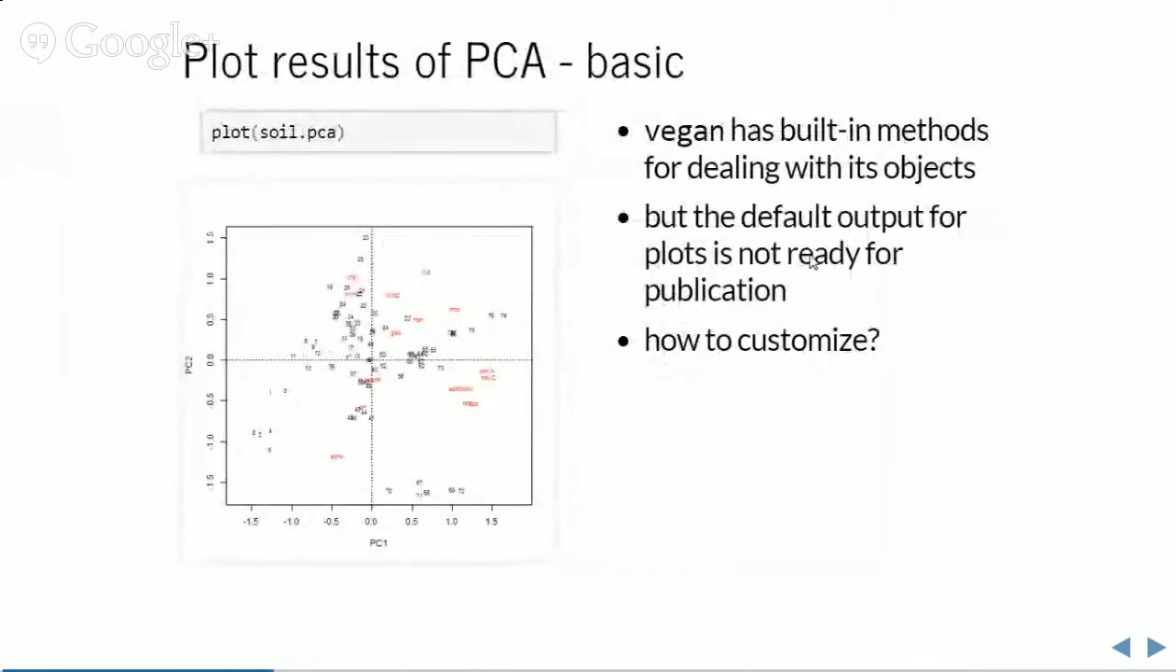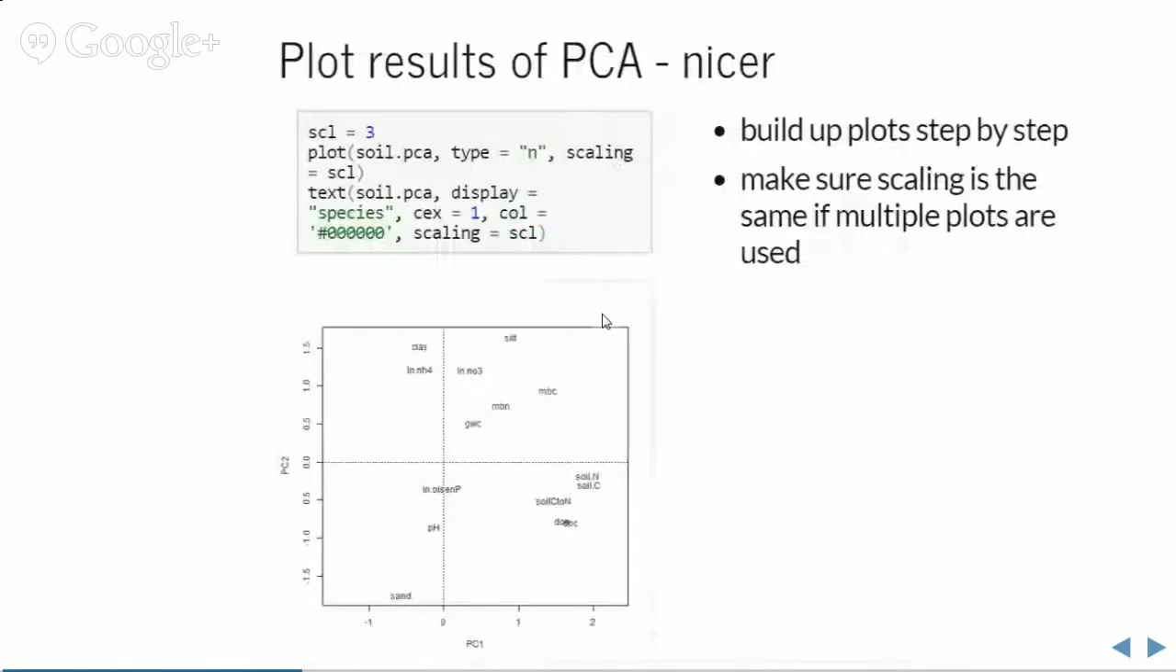And then Vegan has some built-in methods for dealing with its objects, including plotting them. So if you just plot your result using the generic plot function, you'll see your sites with numbers, and then your species or your variables in red here. But as you might imagine, these are pretty ugly. So we can talk a little bit about how to customize these to make them prettier for publication.